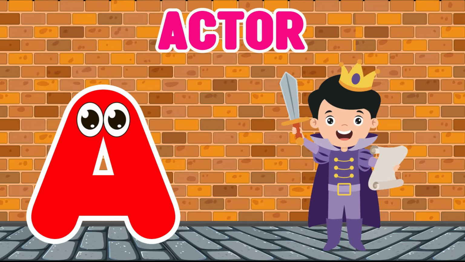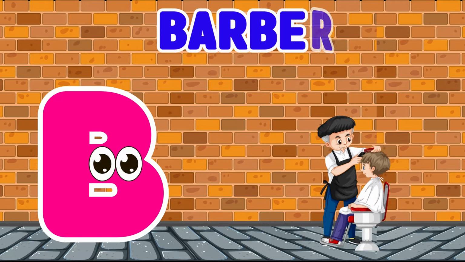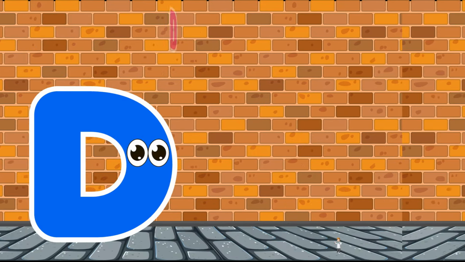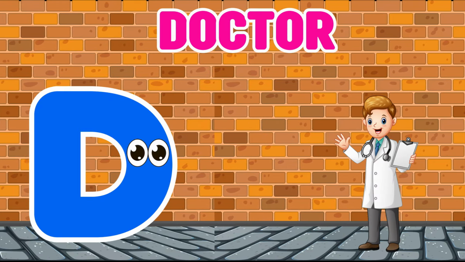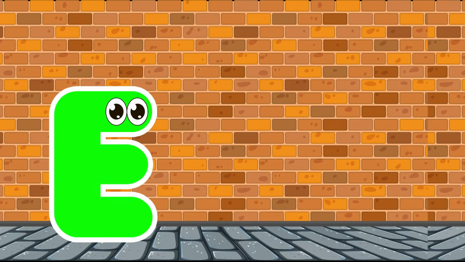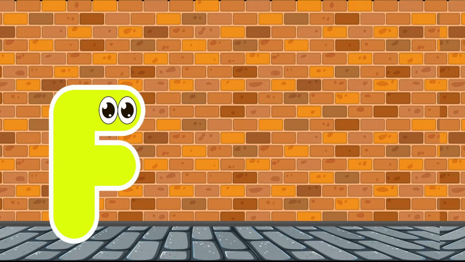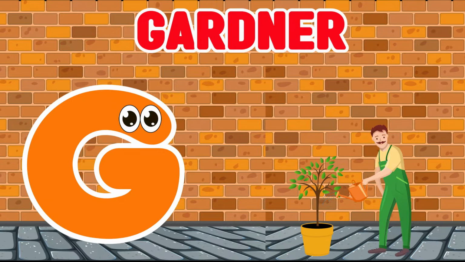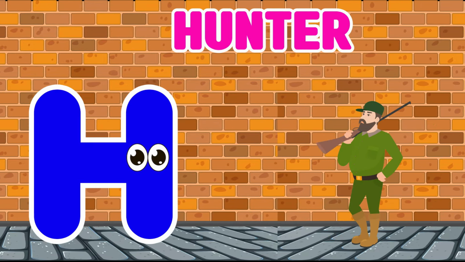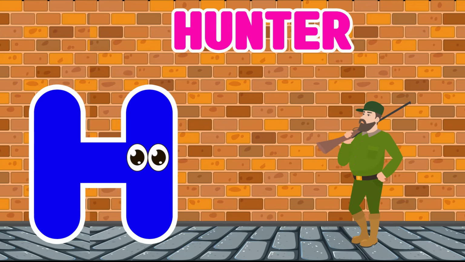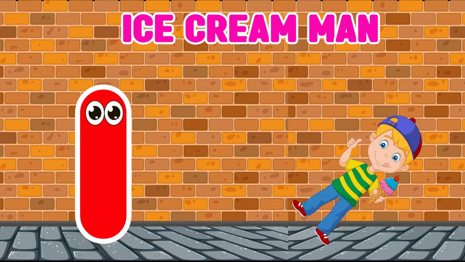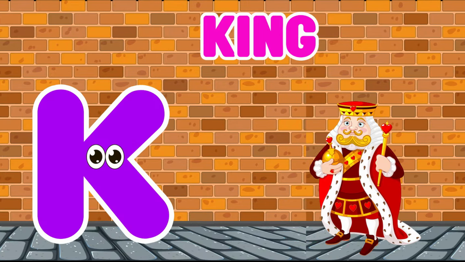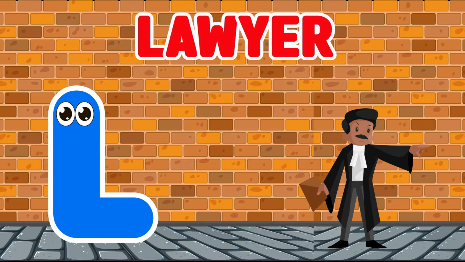A is for actor. B is for barber. C is for chef. D is for doctor. E is for engineer. F is for farmer. G is for gardener. H is for hunter. I is for ice cream man. J is for joker. K is for king. L is for lawyer.